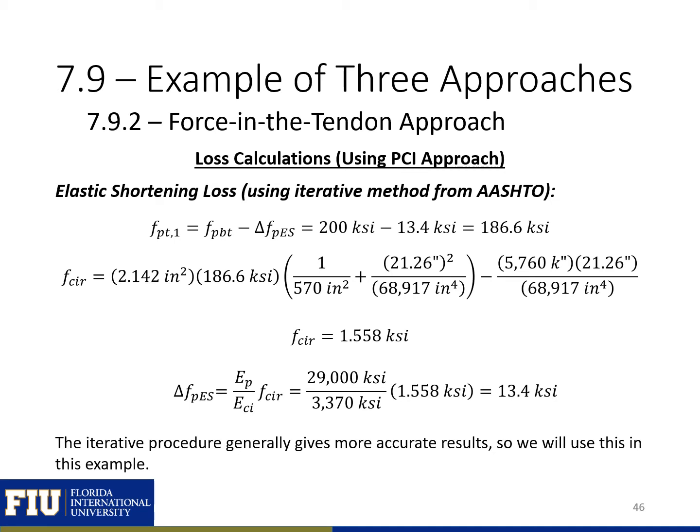Here again are some more details on that iterative approach. Again, you can see a loss here of 13.4 KSI. And since this procedure is typically more accurate, we're going to use this elastic shortening loss in this example.